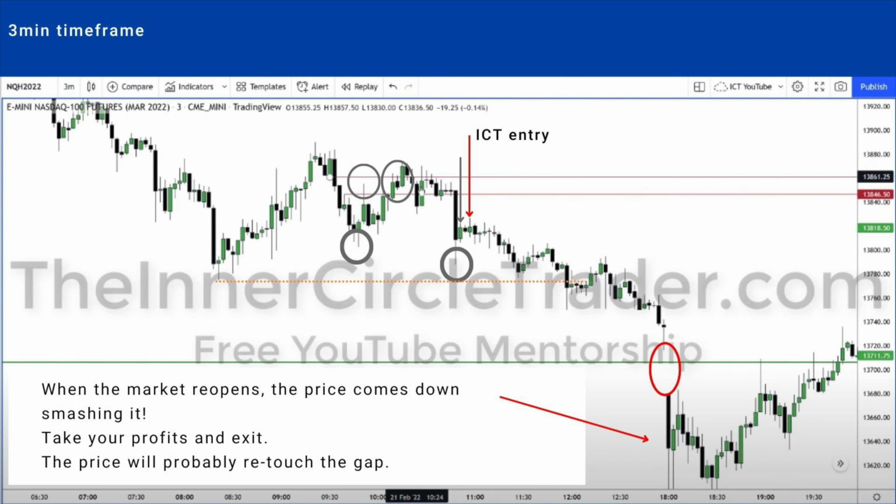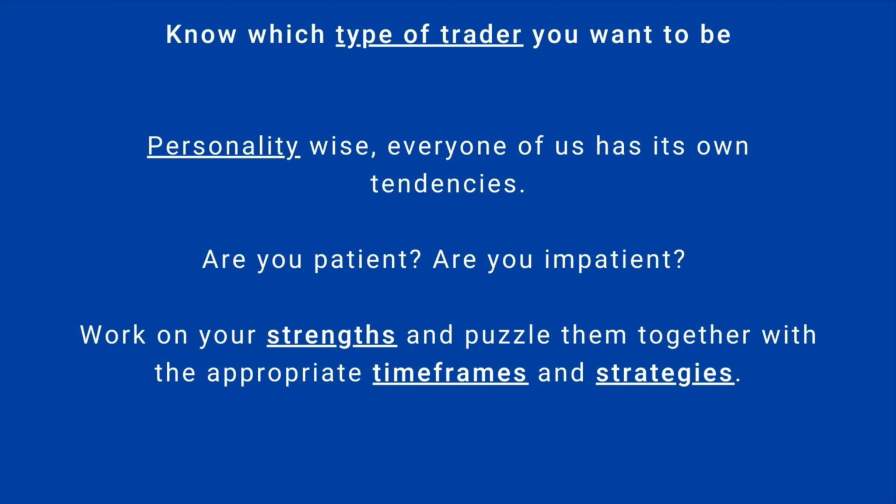plays together. Now, ICT tells us that we should know which type of trader we want to be. Depending on our personality, every one of us has its own tendencies. For example, are you a patient person? Can you wait for hours for your position to close? Or are you impatient? Do you need to get everything done, close it and get out of there? Know who you are and work your strengths and puzzle them together with the appropriate time frames and the strategy that you are using. Backtest, backtest, backtest.